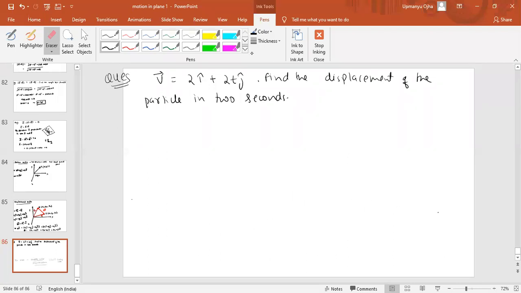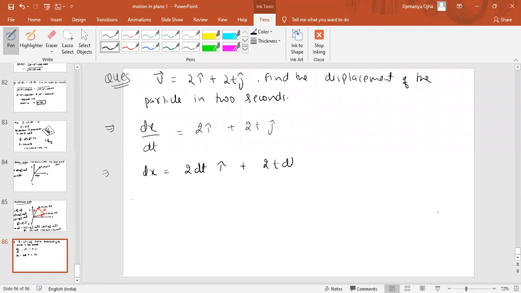So velocity vector is given by 2i cap plus 2t j cap. Can I write here velocity vector equal to dx by dt? Correct. dx by dt equal to 2i cap plus 2t j cap. Now we can take dt on this side. If you take dt on this side, we'll get dx equal to 2 dt i cap plus 2t dt j cap.